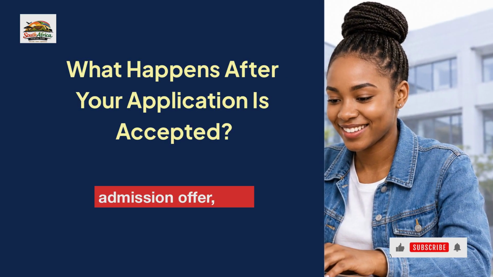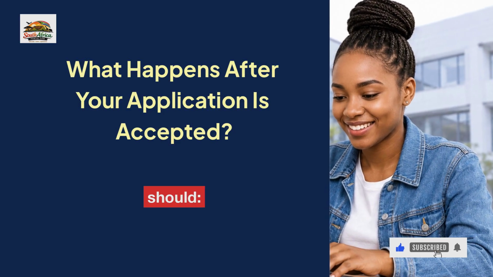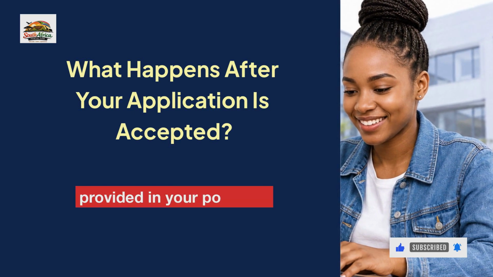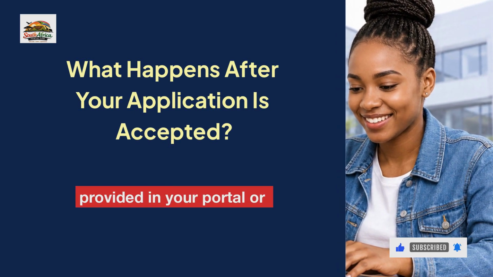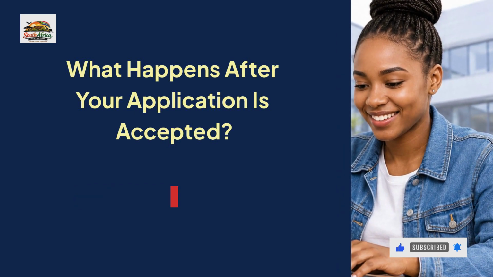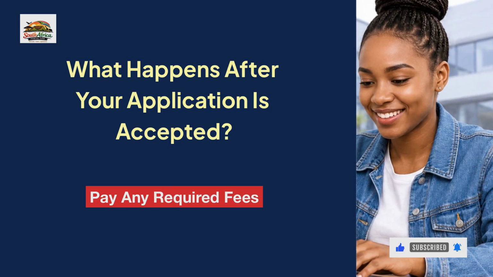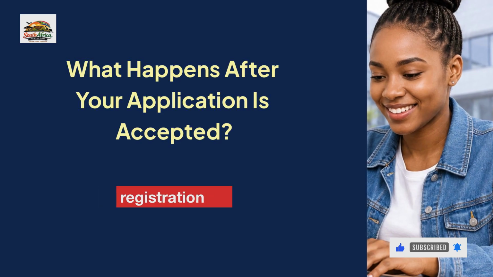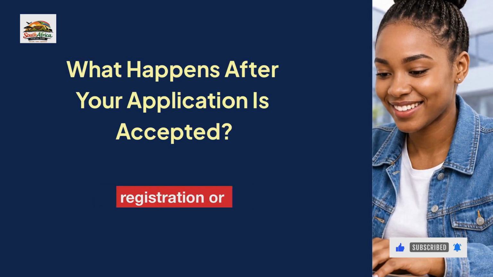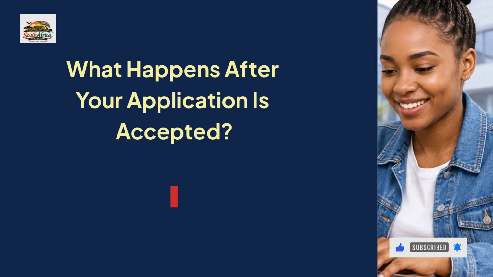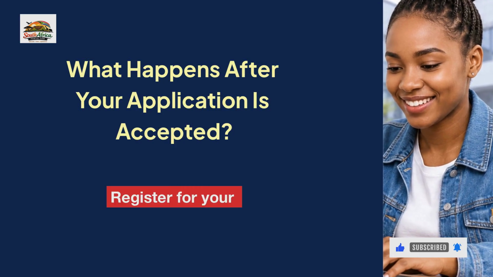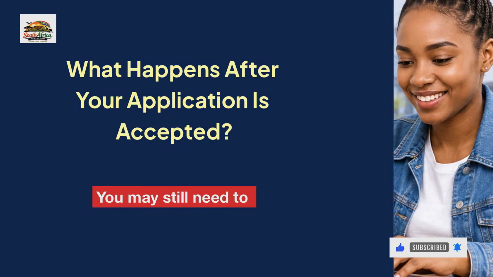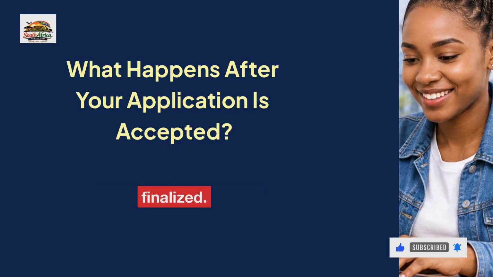After receiving your admission offer, you should accept the offer. Follow the instructions provided in your portal or admission email. Pay any required fees. Some programs may require payment of registration or acceptance fees. Complete registration. Register for your program before the deadline. Prepare supporting documents. You may still need to submit certified copies of certain documents before registration is finalized.